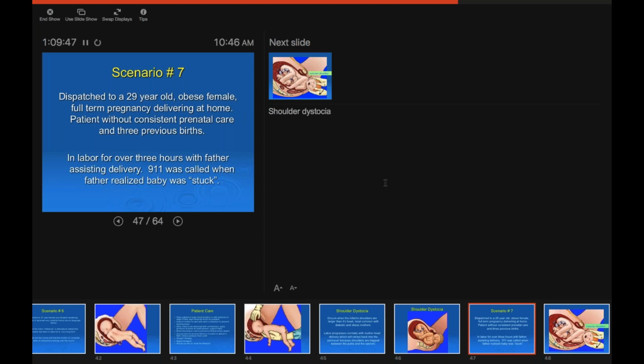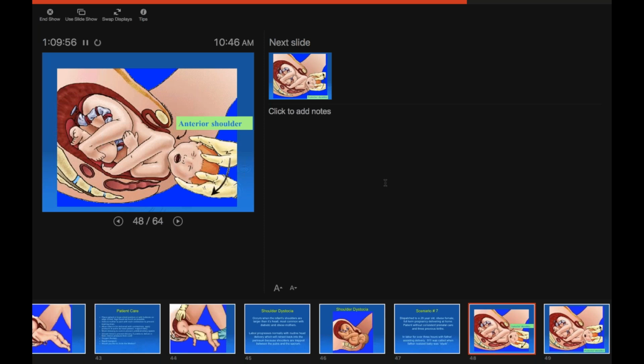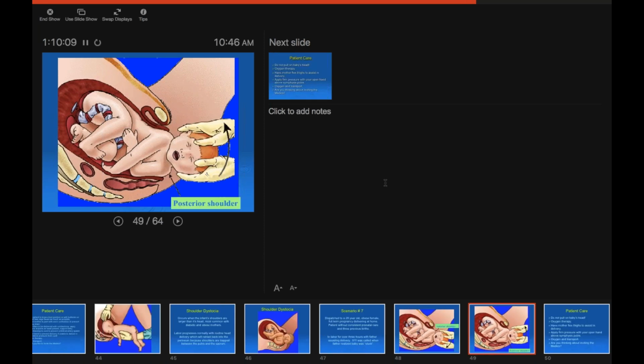The baby's head is stuck. What are we going to do? Manage the patient and get in the truck and go. You gotta be careful. We're going to have to get the shoulders through somehow, right? Right. Perfect. Let's talk about it.